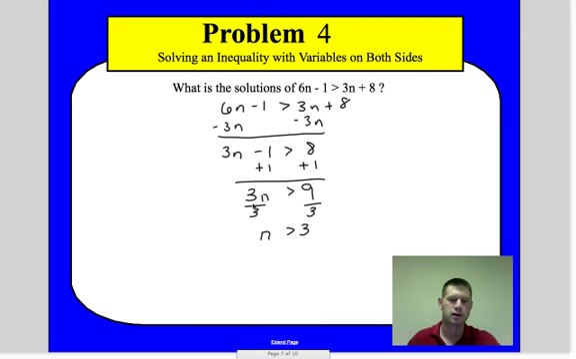So notice I did not divide by a negative, so the sign stayed the same all the way through. And there would be my answer. Okay, and again, I want you to go up here, pick a number that's bigger than 3, and plug it into this original. And I want to see your check when you come in.